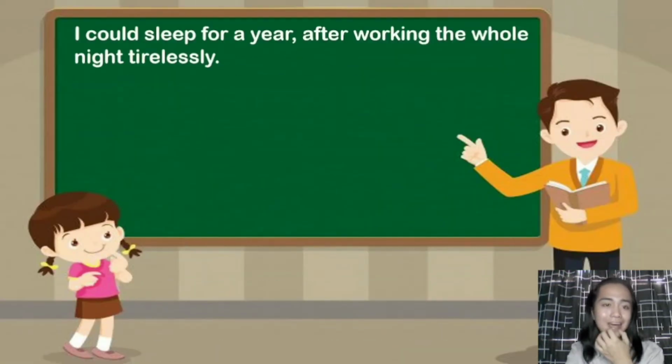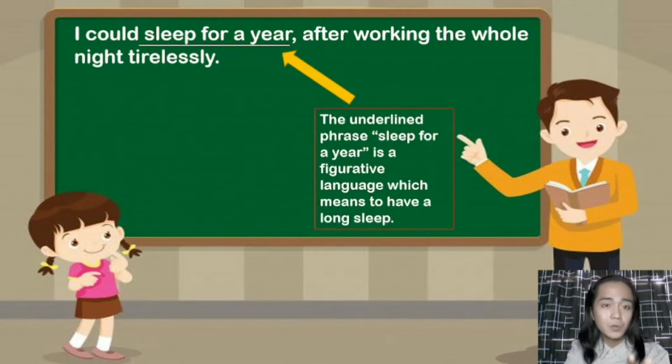Okay? So we have here an example. I could sleep for a year after working the whole night tirelessly. Okay? Tirelessly. So yung sleep for a year, okay, ayan, is a figurative language, which means to have a long sleep. Okay?